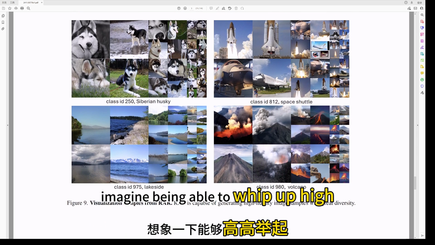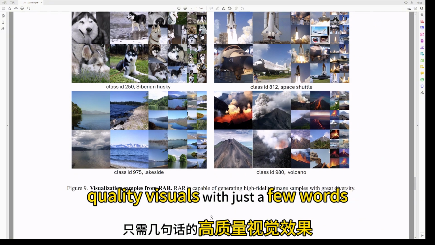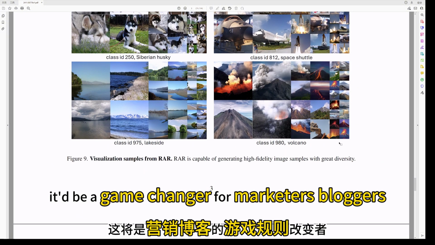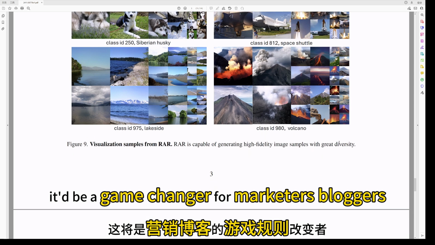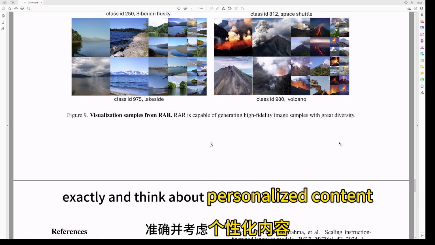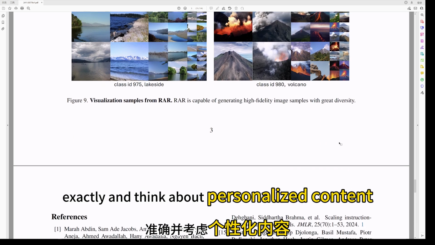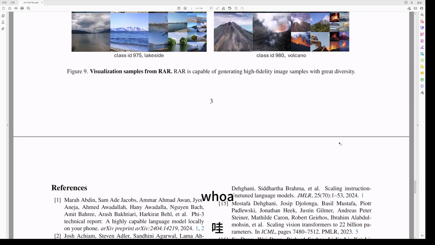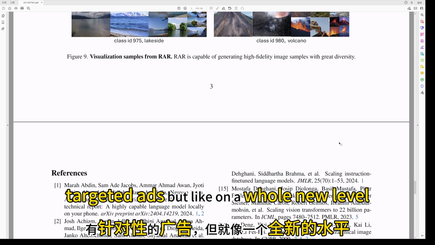Yeah. Imagine being able to whip up high-quality visuals with just a few words, or even a rough sketch. It'd be a game changer for marketers, bloggers, anyone who needs visuals fast. No more stock photos. Exactly. And think about personalized content, tailoring images to each user's preferences. Whoa! Targeted ads, but like on a whole new level.